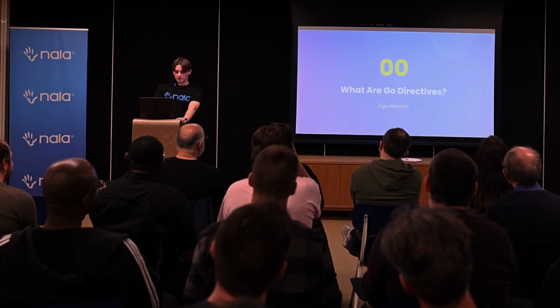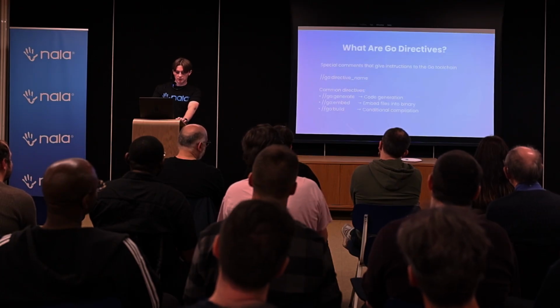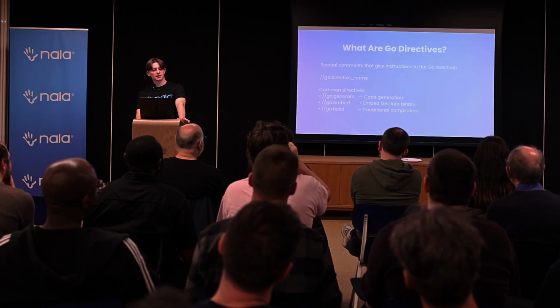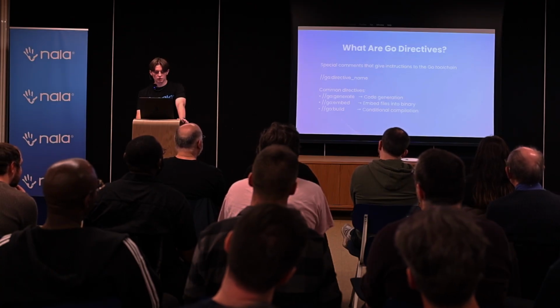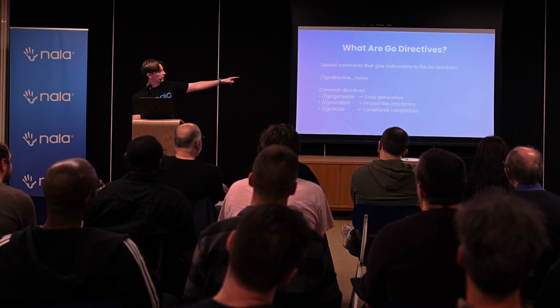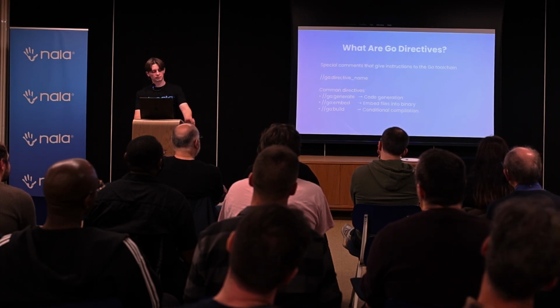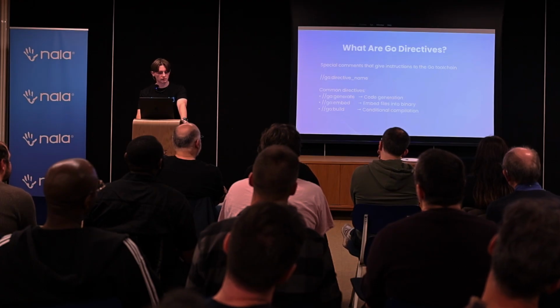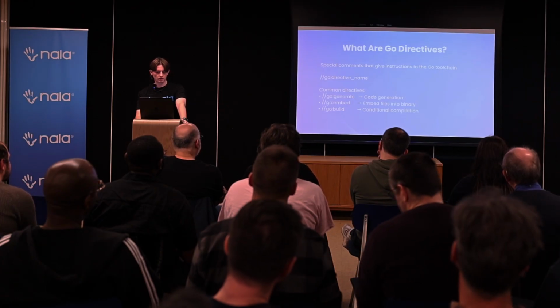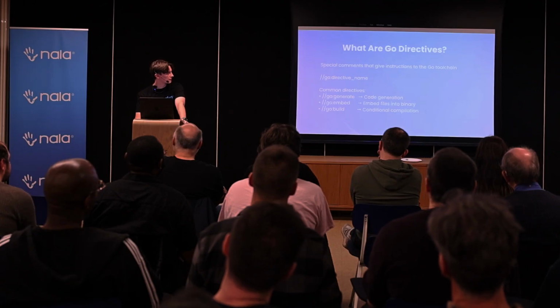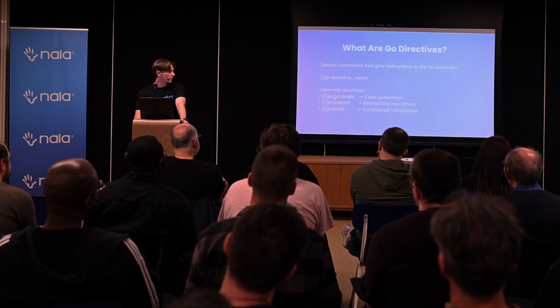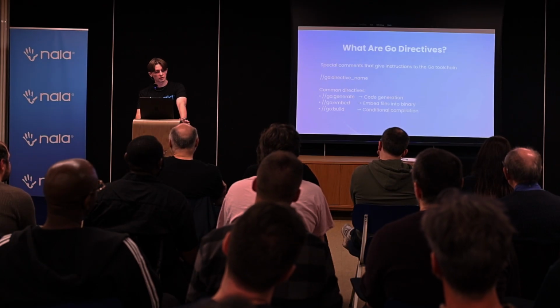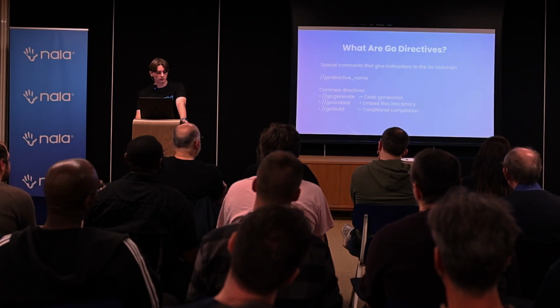So first of all, before we begin, what are Go directives? They are special comments that give instructions to the Go toolchain. They look like the line here. It looks like a normal comment, but it's prefixed with go: and there is no space between. There are roughly 13 Go directives, I think. Most people are most used to seeing go:generate, but what we'll be discussing today is go:embed and go:build.